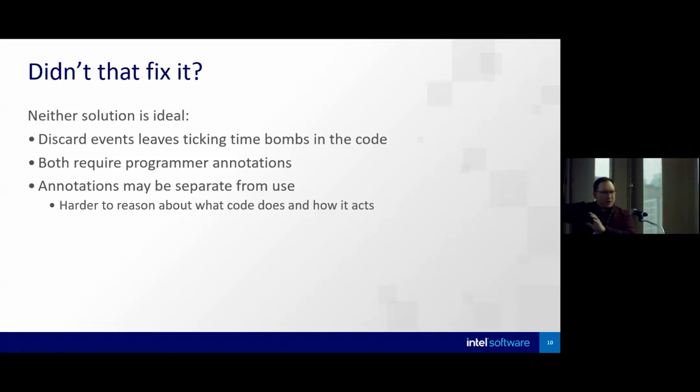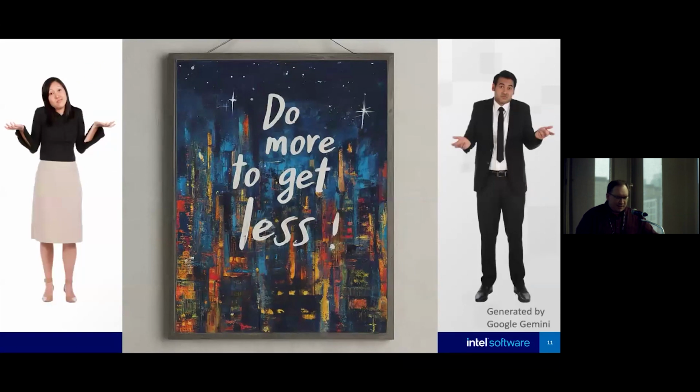Like you may declare your queues over here in one file or in some other completely different piece of code, and you're writing your kernels over here, and you may not be aware that your queues were created with event profiling or discard events or these coarse-grained events. So it's harder for application writers to reason about what the code's actually doing. So both of these solutions are really telling you to do more to get less. And that seems counterintuitive. It seems like there ought to be a simpler, cleaner way to get the behavior you actually want.